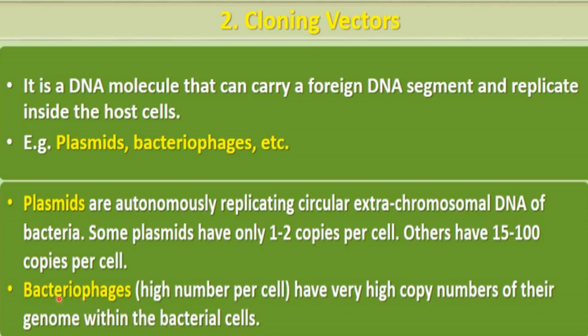So that's why bacteriophages are considered more efficient than plasmids sometimes. Plasmid copy number can be only 15 to 100, and in some, only 1 to 2 copies. But bacteriophages are found in large numbers within the bacterial cells. Whether our process will be efficient or not depends on the vector's copy number, right? So the copy number of plasmids is less than the copy number of bacteriophages.